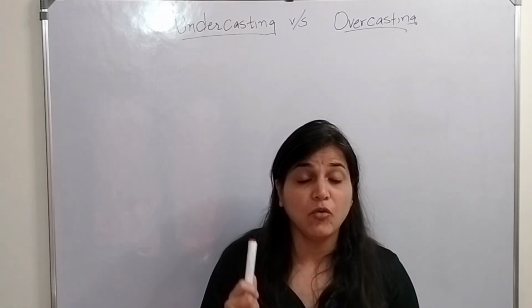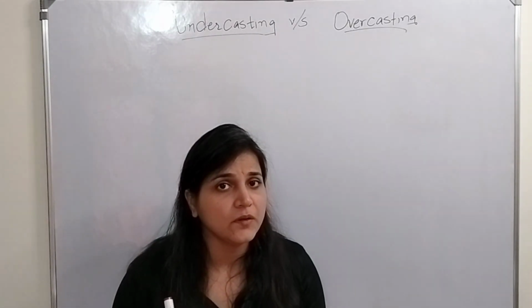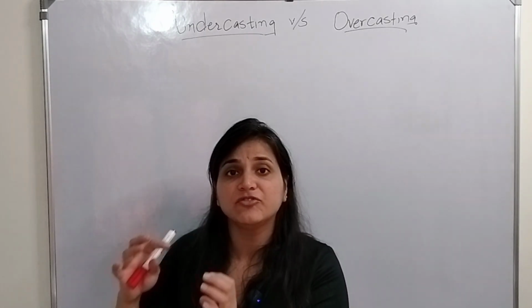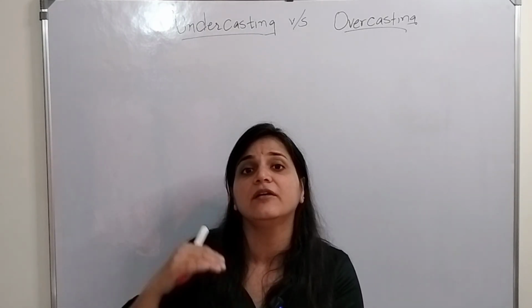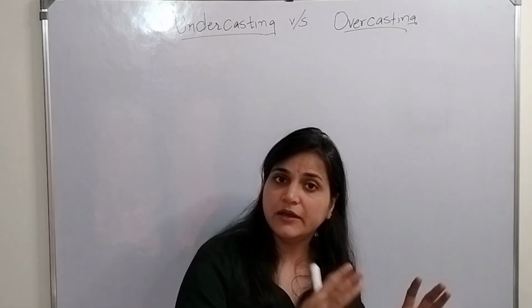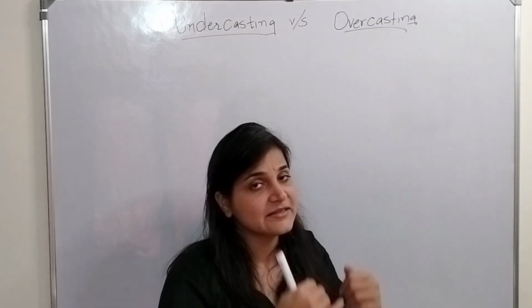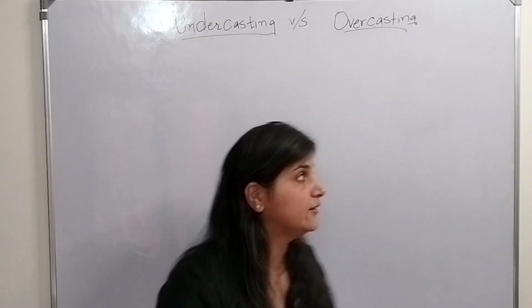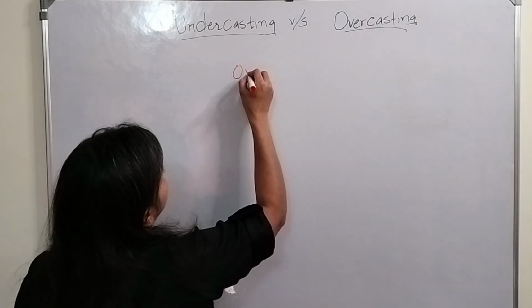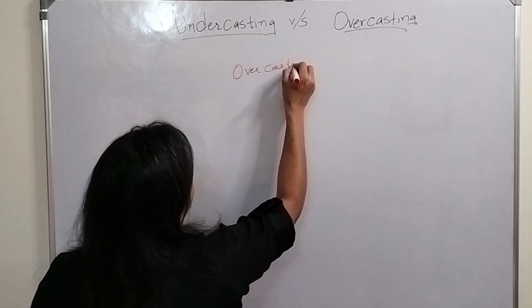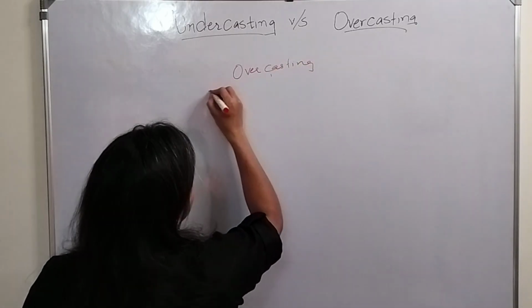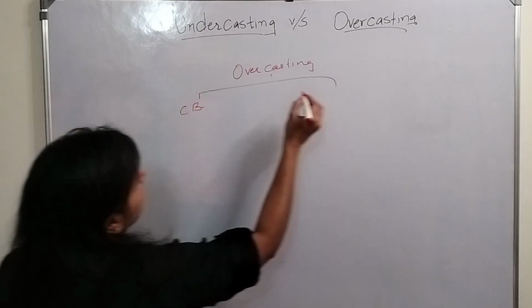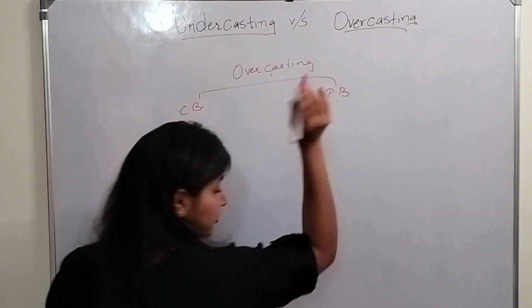Similarly, let's now take overcasting. What do you mean by overcasting? That instead of the actual amount which it should show, it is showing a greater amount. Earlier, undercasting means a lesser amount, whereas overcasting means a higher or greater amount. Now let's take overcasting in the cashbook or else in the passbook, right?